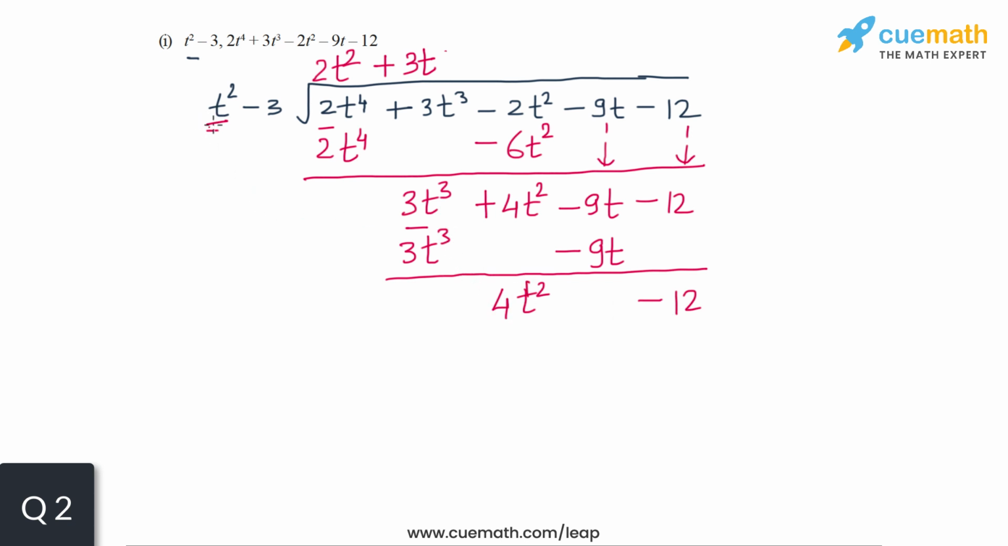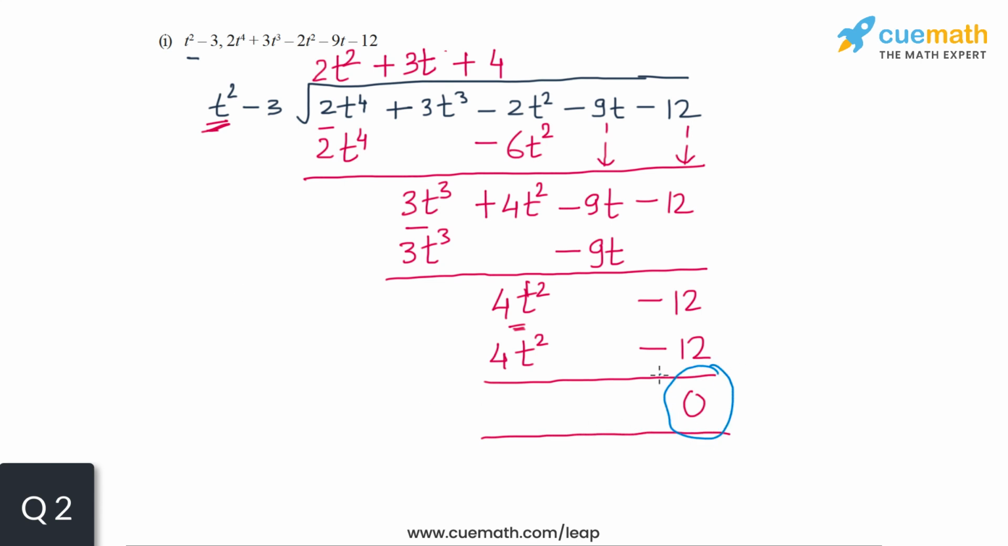And then finally we need a multiplier to turn t square into 4t square, and that will be plus 4. So we write plus 4 here, and this generates the terms 4t square minus 12. And when we subtract, we are left with nothing. We are left with 0. So what we observe is that the remainder is 0, which means that the dividend is exactly divisible by the divisor, or the divisor is a factor of the dividend. So that completes part 1.